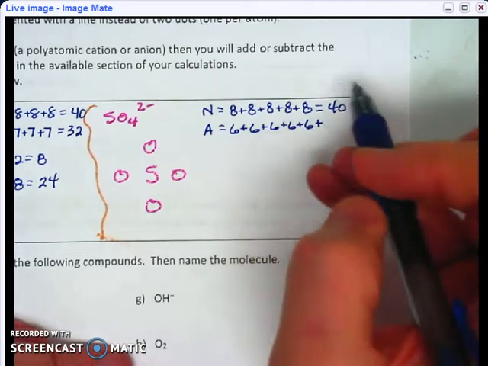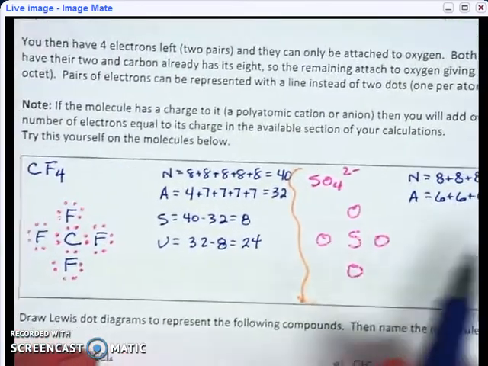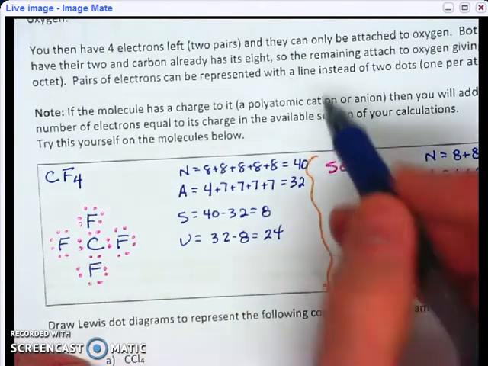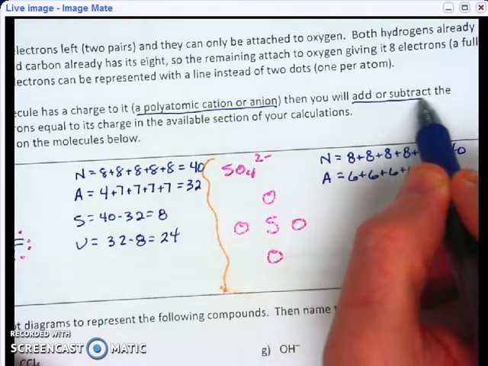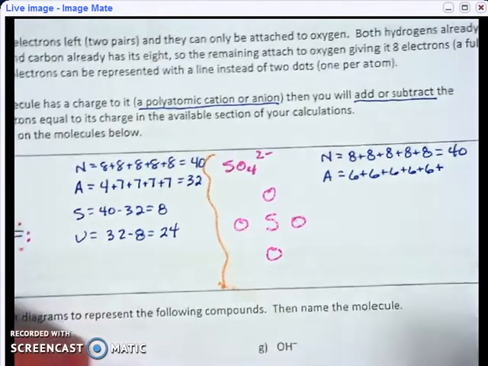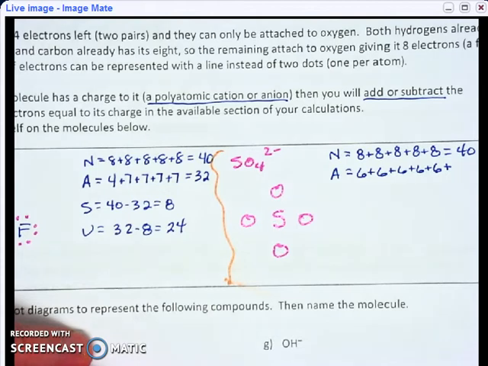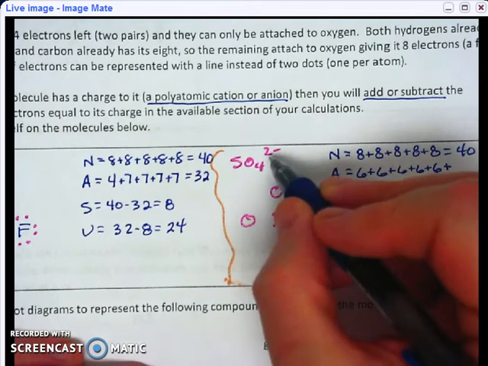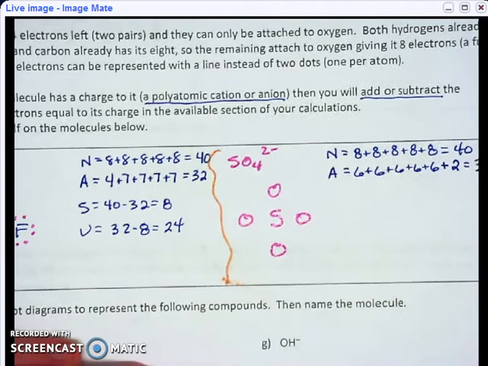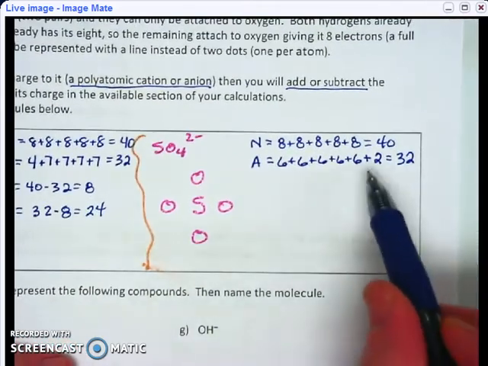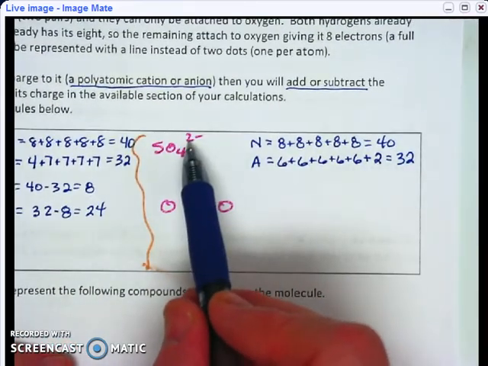plus, if you looked at this note up here, which I'm sure most of us didn't, if it's a polyatomic cation or anion, we add or subtract based on the charge. Well, it has a -2 charge. Did it gain electrons or lose electrons? It gained. That's why it became negative. Electrons are negative. So we have to give it 2 extra electrons available. So when we add that up, it becomes 32. So this 2 came because it has a charge on it.